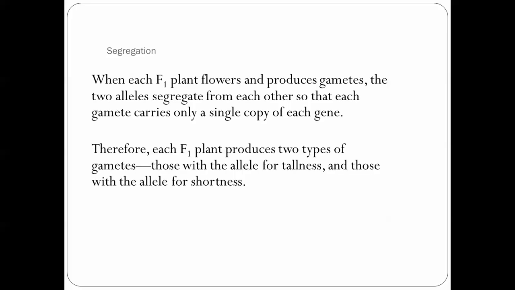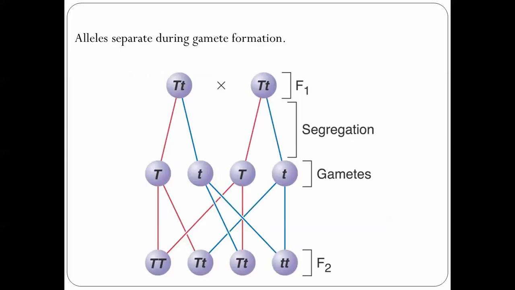Therefore, each F1 plant produces two types of gametes, those with the allele for tallness and those with the allele for shortness. Again, what I just said. And this is what it looks like here. Our first generation had the big T and the little t, so tall, short. Then segregation occurs, so now we have four separate cells here, which we're going to talk about later how this happens. These are our gametes, and when they come together, they give us all these different combinations.